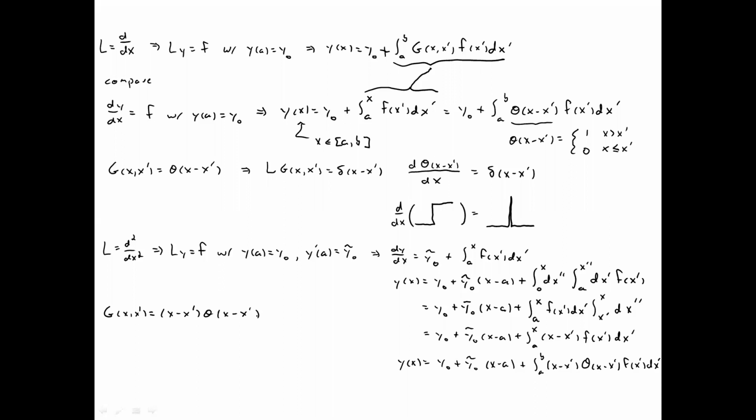So that's a little bit more complicated. Let's check our condition that L on G should be delta of x minus x prime. So we've got d squared dx squared on x minus x prime times theta of x minus x prime. Well, we can take the first derivative, so we'll be left with d by dx of, take the derivative of x, that's just 1. And then if we take the derivative of a step function, we get a delta function.